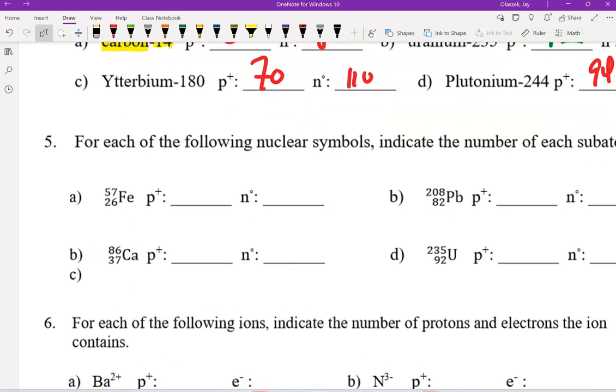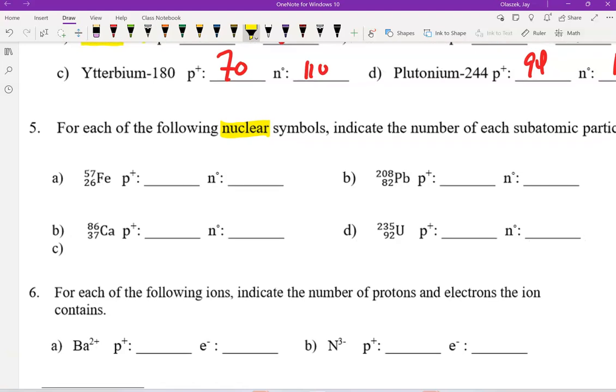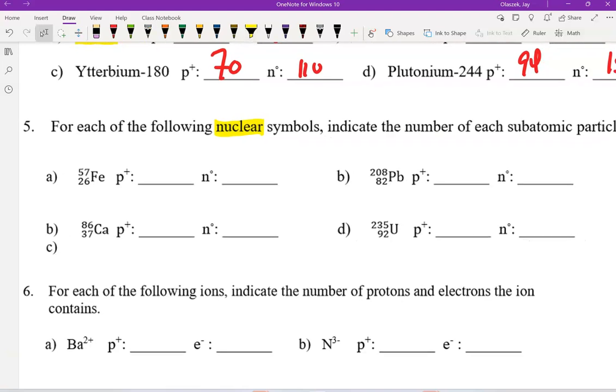Okay, we're getting close to the end. Here we go. This one's pretty straightforward. In fact, this is nice because it tells us the atomic mass and the atomic number. This is called nuclear symbol notation. So we don't have to look it up because it's telling us. All right, we have iron with an atomic mass of 57 and atomic number of 26. So we know we've got 26 protons. We're simply going to subtract from the atomic mass the number of protons, 26, and we get 31.